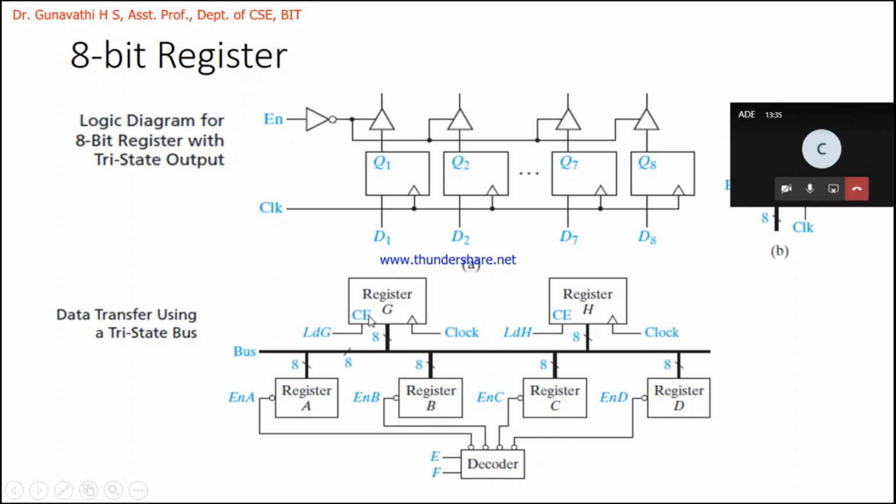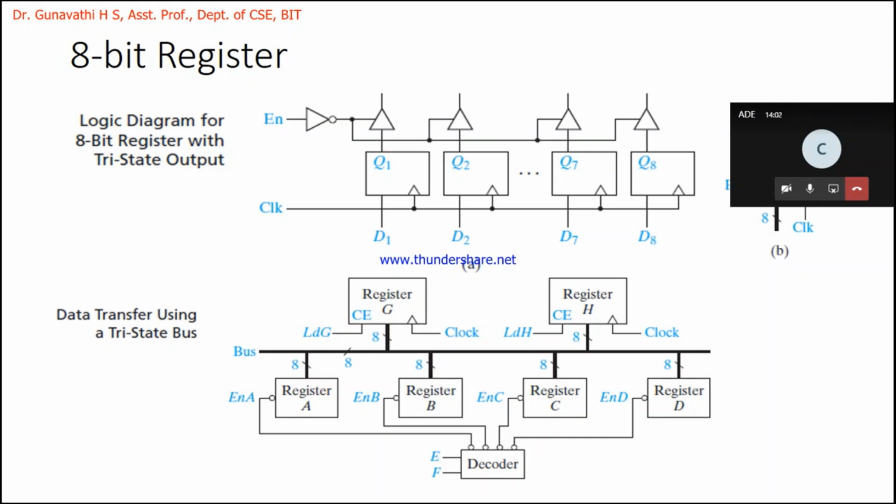So if the clock is not enabled, this register is deactivated. Be careful with it. So this is the 8-bit register with a tri-state buffer, and how you can transfer the data from one register to another register using this tri-state bus. So here it is buffer, here it is bus, because all these are connected together here, right?